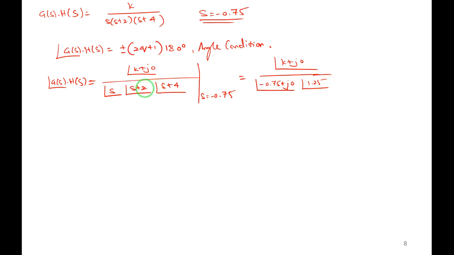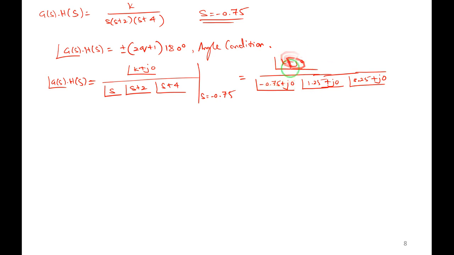So S plus 2. What is the value of S? I will substitute minus 0.75. 2 minus 0.75 is 1.25 plus j0. I will write every term in terms of real part as well as imaginary part. Imaginary part is not there, so let me write it as j0 only. So the third factor, substitute S equal to minus 0.75. 4 minus 0.75 is 3.25. So angle of 3.25 plus j0 I will write.